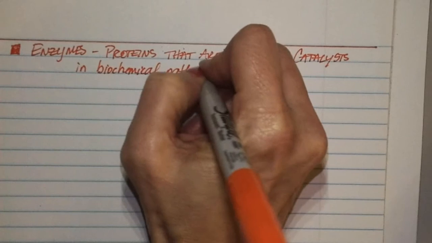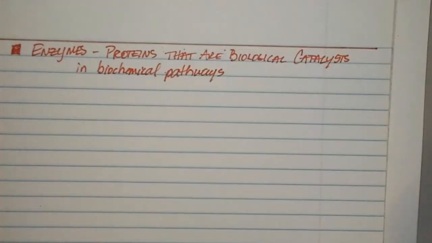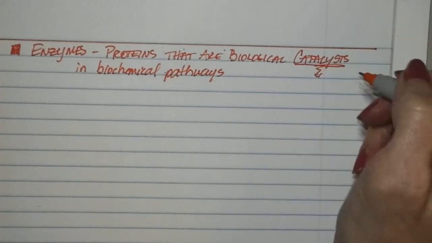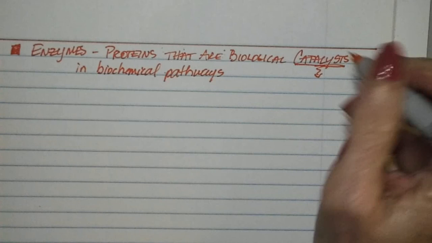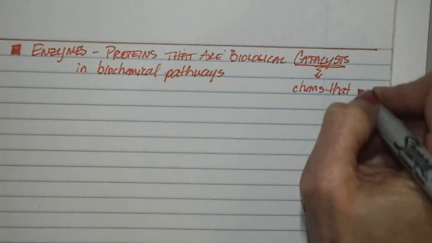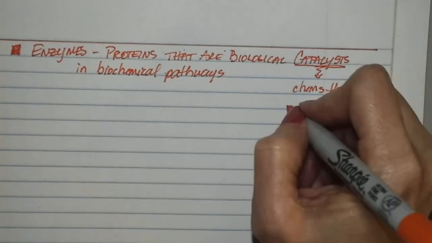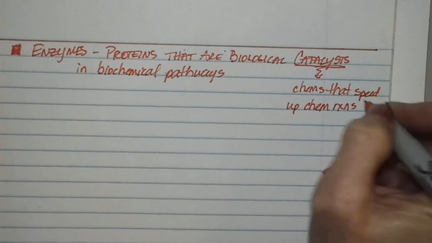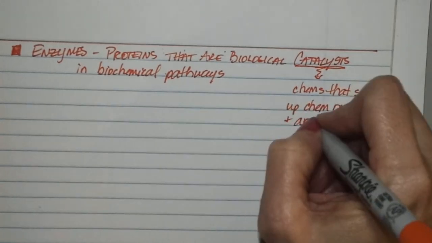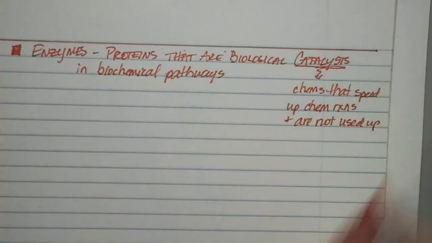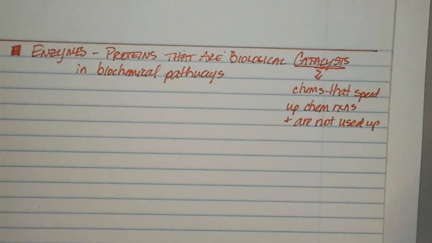Two things I want to point out about this. One, catalysts. This is probably the 2nd or 3rd time I've written it down like this. Catalysts are chemicals that speed up chemical reactions but aren't used up in the process. So they speed up the chemical reactions and are not used up. They're not a reactant, they're not a product at all.